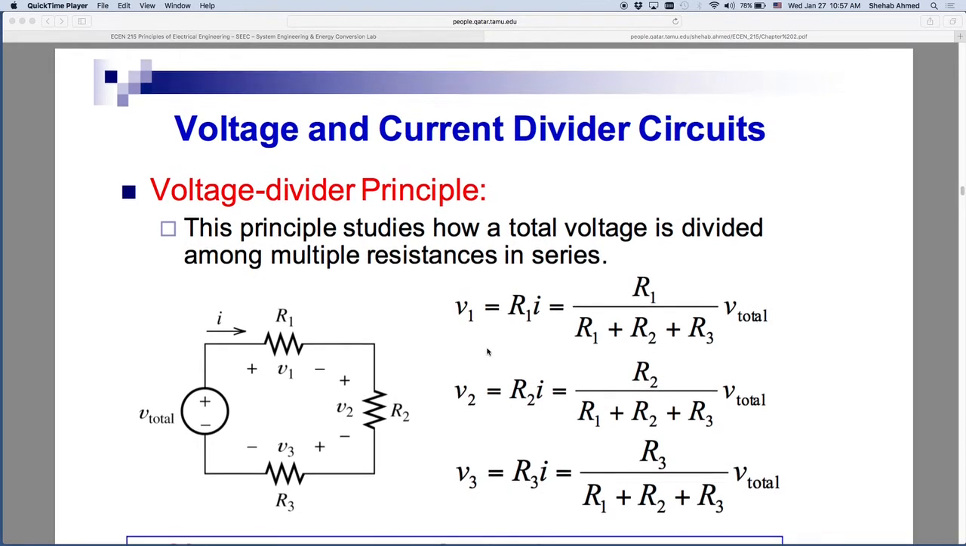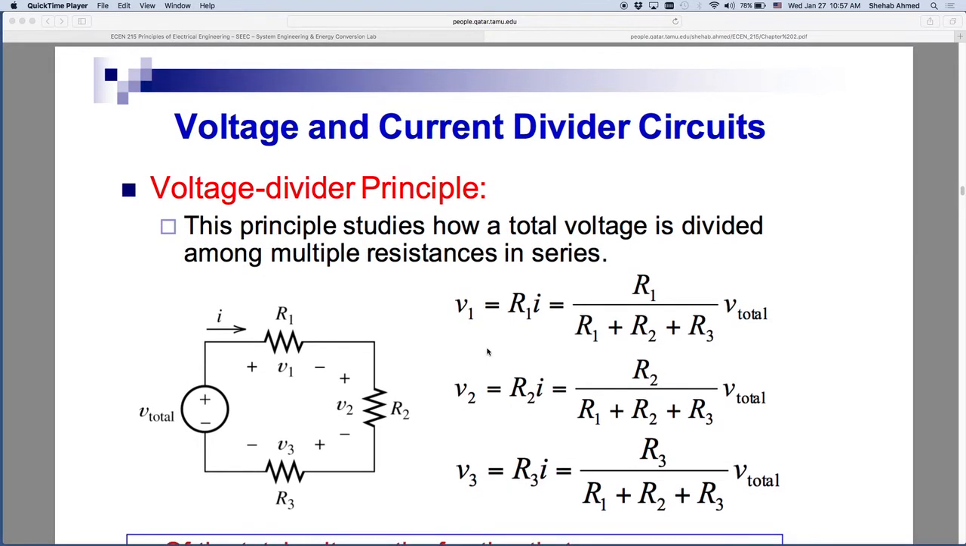So, for example, you have this circuit here, where you have 3 resistors connected across a supply, right? The current I flowing in the circuit can be found from what? By taking this voltage V total and dividing it by R1 plus R2 plus R3, right? That's the current that's flowing in the circuit.